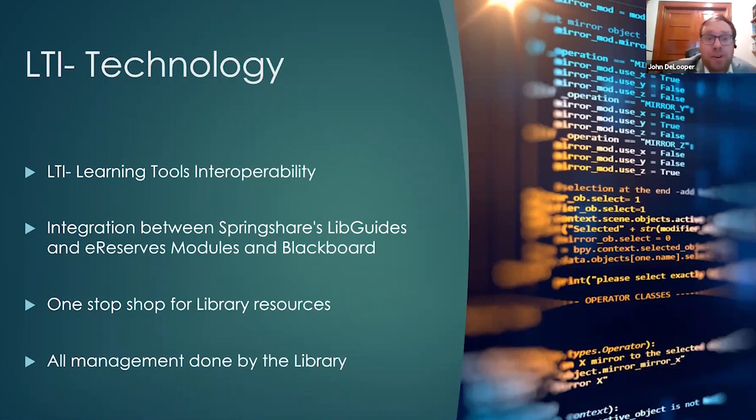Before we begin, it's important for you to understand that LTI stands for Learning Tools Interoperability. It's a technology that allows course management systems such as Blackboard, Desire to Learn, and Canvas to connect with third-party software tools. In this case, the third-party software tool is SpringShare's LibGuides, which is the system we use for our research guides and for our e-reserve modules. And it's connected to Lehman's Blackboard page through the Library Resources for Students link on the left-hand side. We like to think of this as a one-stop shop for library resources.